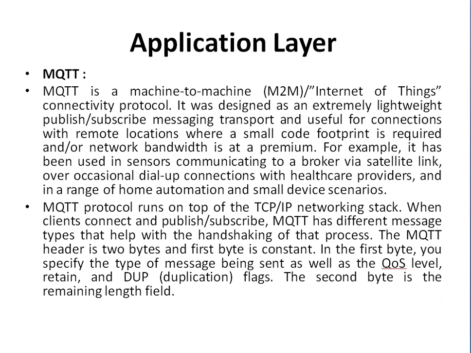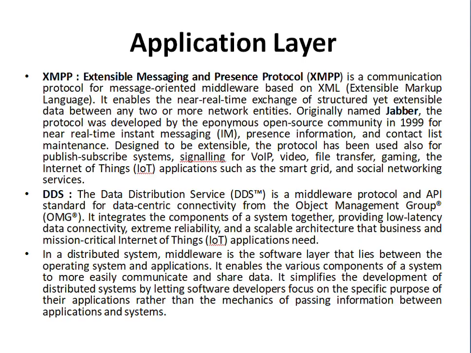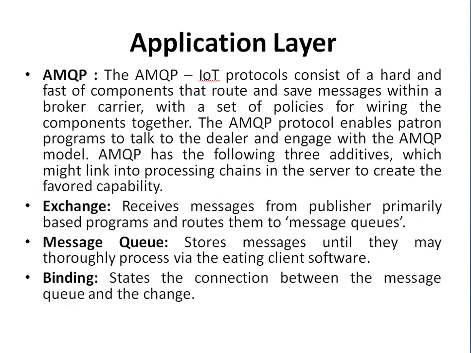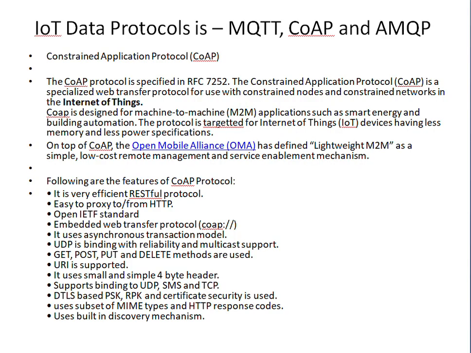The Message Queue Telemetry Transport protocol is a machine-to-machine communication protocol. Then there are XMPP, the Extensible Messaging and Presence Protocol, and the Data Distribution Service. AMQP is a protocol for IoT hardware, with brokers, exchanges, message queues and bindings. So the IoT protocols MQTT, CoAP and AMQP are what we have discussed.